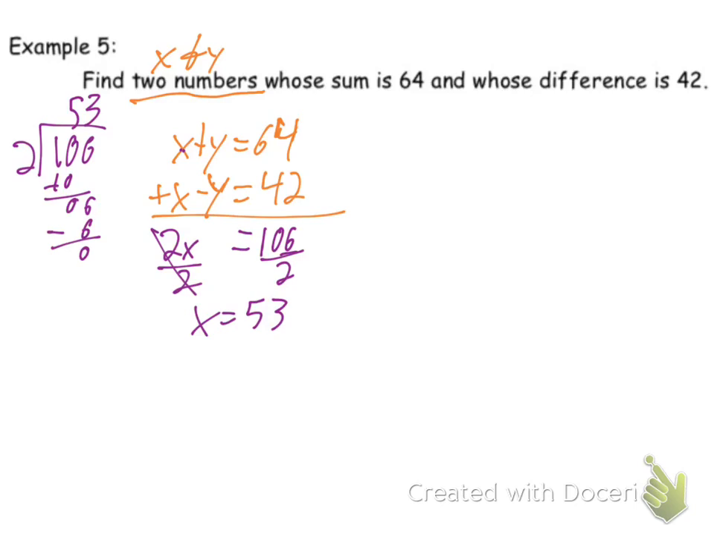We're going to keep going from here. After we find x, we can plug it in to solve for y. Does it matter where we plug it in? No, it doesn't. Dakota, do you want to pick top or bottom? Top. Cool. So instead of x plus y equals 64, it's 53 plus y equals 64.